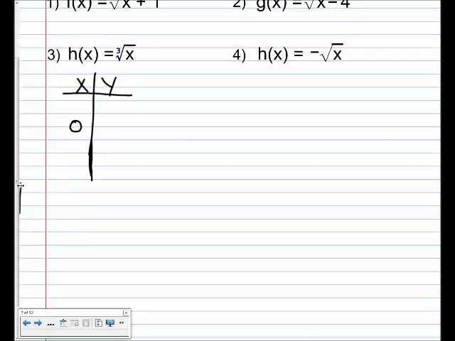I always ask kids, okay, 0 cubed is 0. What's 1 cubed? Okay, so that's 1. What's 2 cubed? 2 times 2 times 2. 8. So that's my other one.